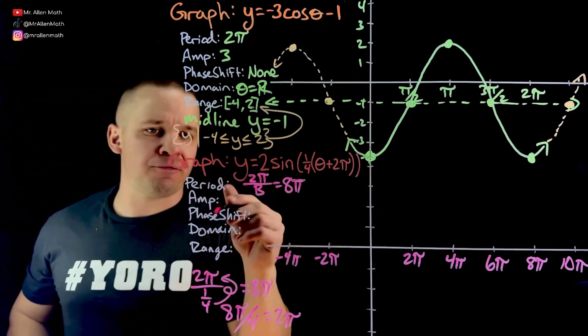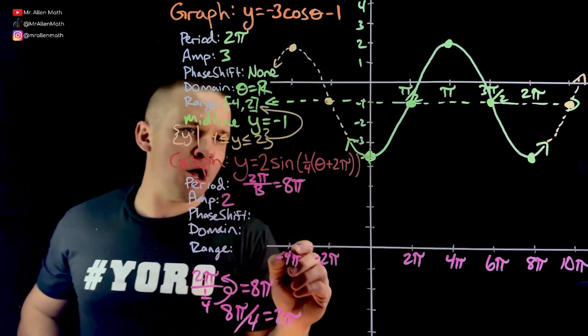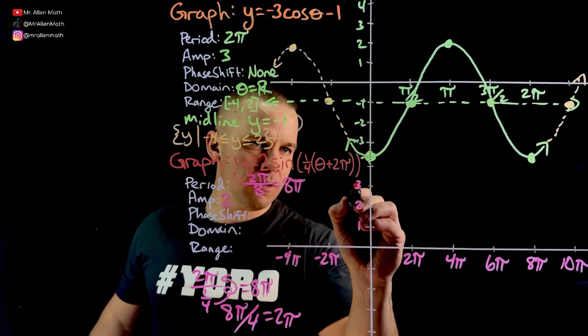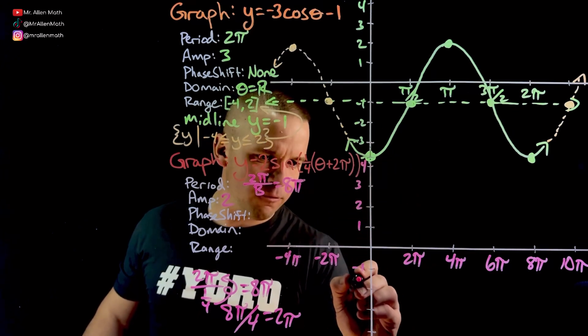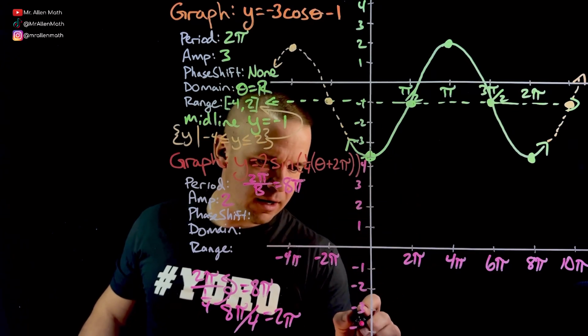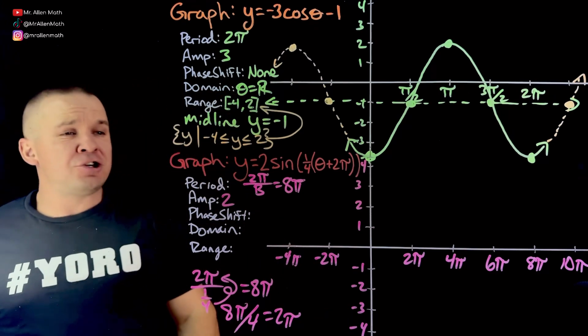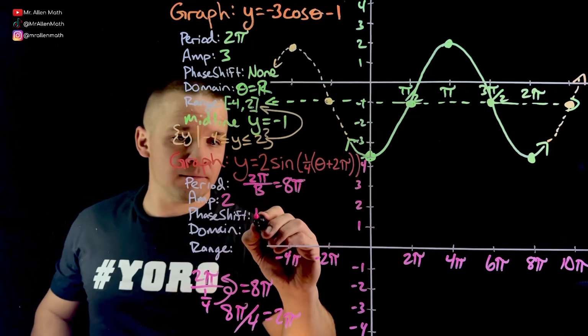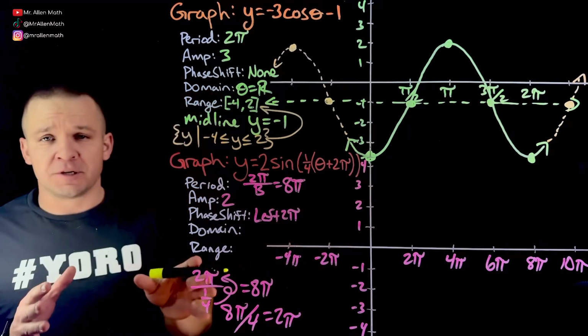Amplitude. I've got a 2 in front there, so my amplitude is 2. I'll go ahead and just go by ones this time: 1, 2, 3, 4, so I don't get too high up, and -1, -2, -3, -4. Phase shift. We do have a phase shift. We're going left 2 pi. So let's get to graphing this thing.